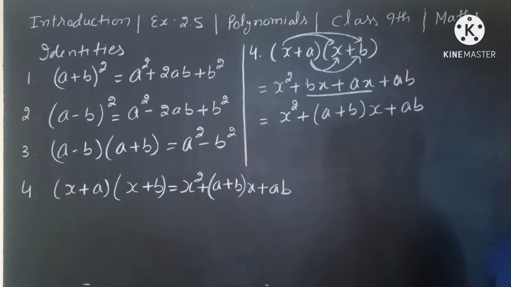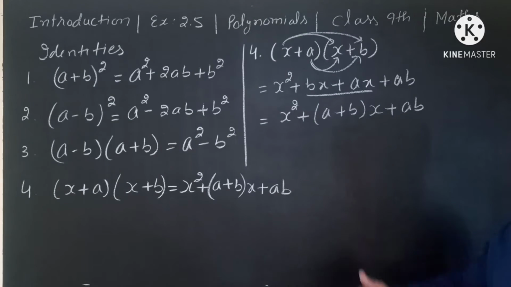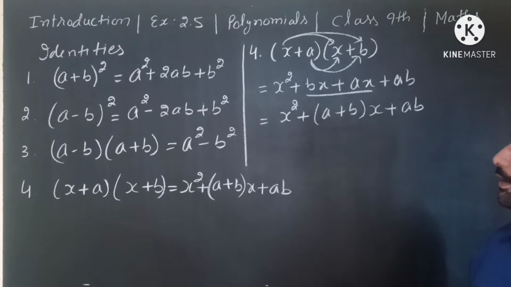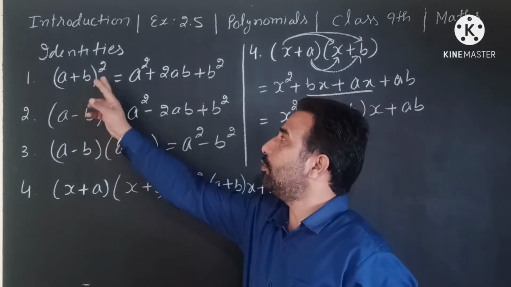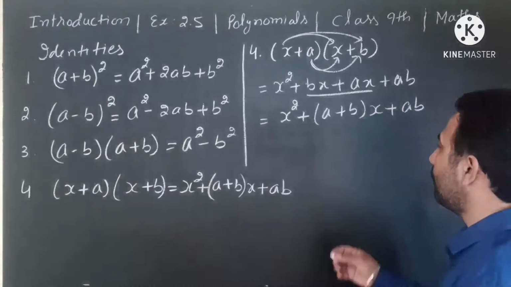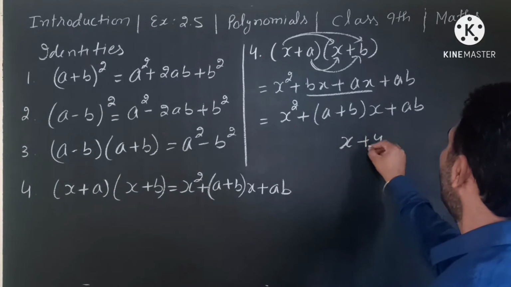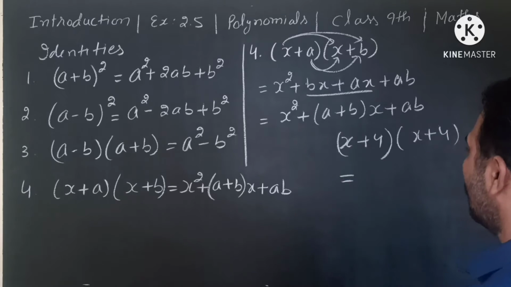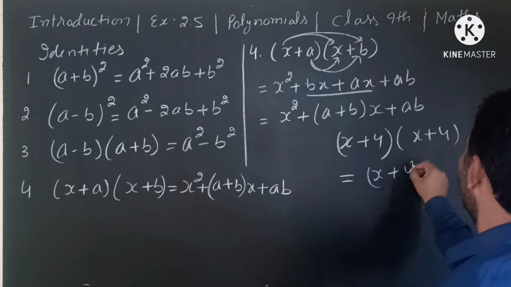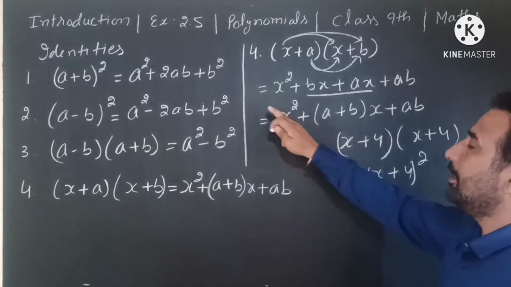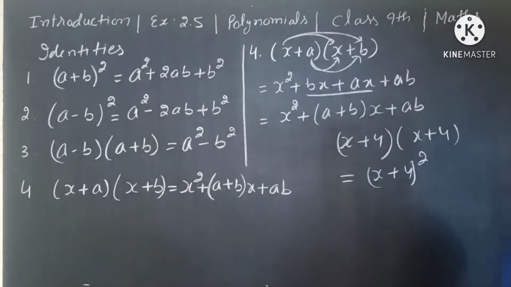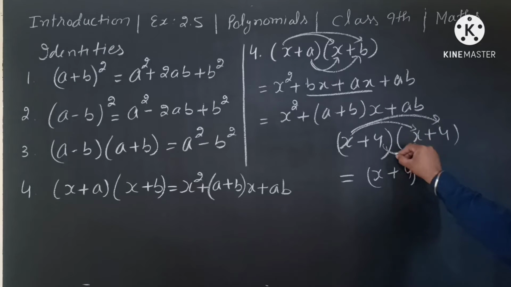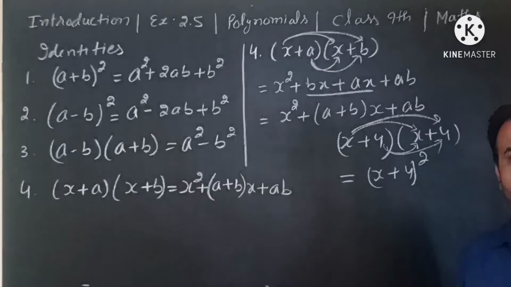Okay, students. Now the question: why are we using these identities? Because this is a shortcut to find the product of any binomial, like (a + b)² or (a − b)². If we have an example like (x + 4) multiplied by (x + 4), we can solve this example (x + 4)² with the help of these identities. Without identities also we can solve. So now we have two methods, with identities and without identities.